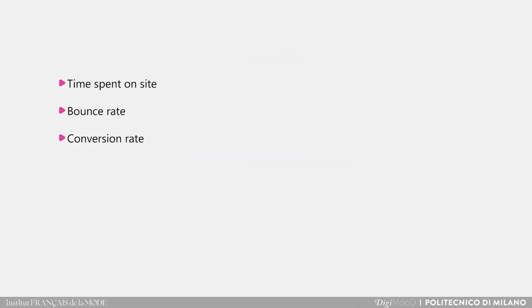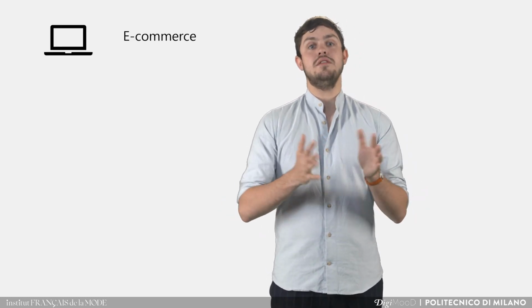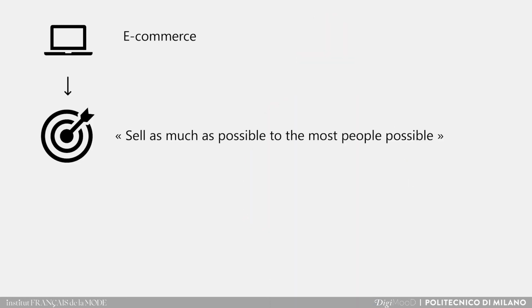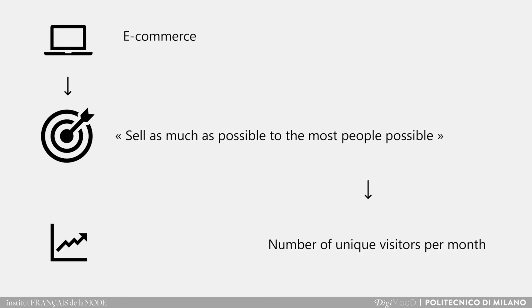Monitoring an e-commerce can be a daunting task, and understanding all the data associated to it is even worse. Time spent on site, bounce rate, conversion rates, number of visits, number of unique visitors. How can we determine what indicators to look at and what indicators to ignore? Simply by determining the goal of your e-commerce website, which is to sell as much as possible to the most people possible. Measuring the number of people is done by looking at the number of unique visitors per month. Measuring the quantity of sales is done by looking at your sales numbers. These are the two indicators most e-commerce owners look at.